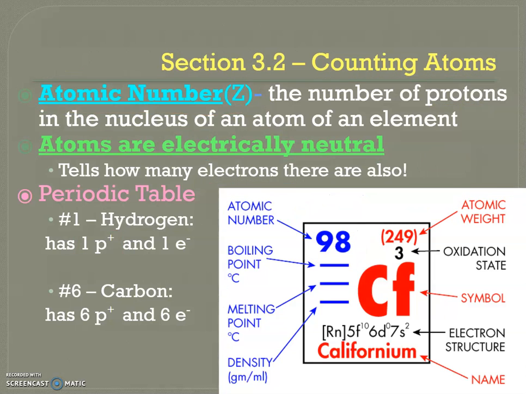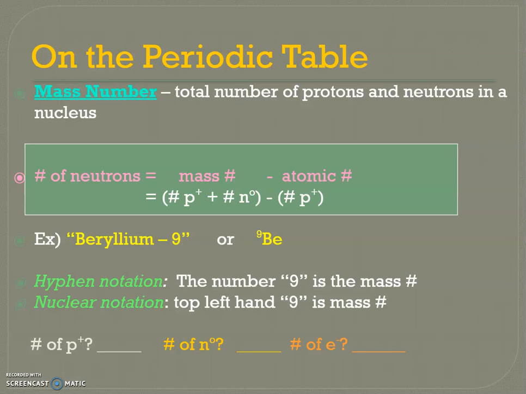Okay? So, if we take a look at our number of protons and electrons, how can we figure out the number of neutrons? That's through something called the mass number. And the mass number tells you the protons and neutrons in the nucleus. There's no place on the periodic table where it tells you the number of neutrons. You have to do a simple calculation to figure it out.